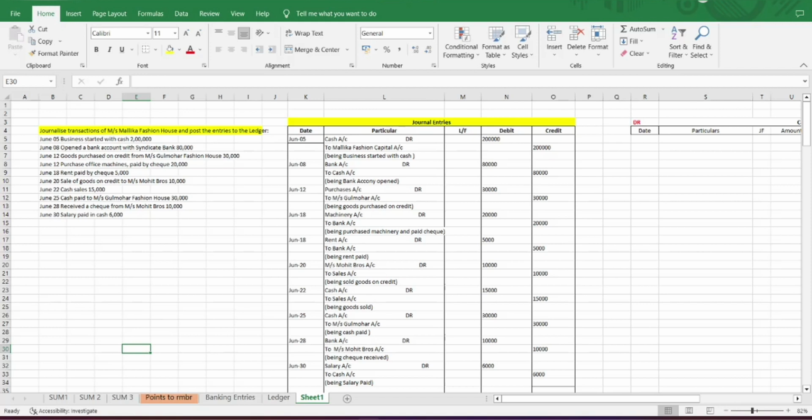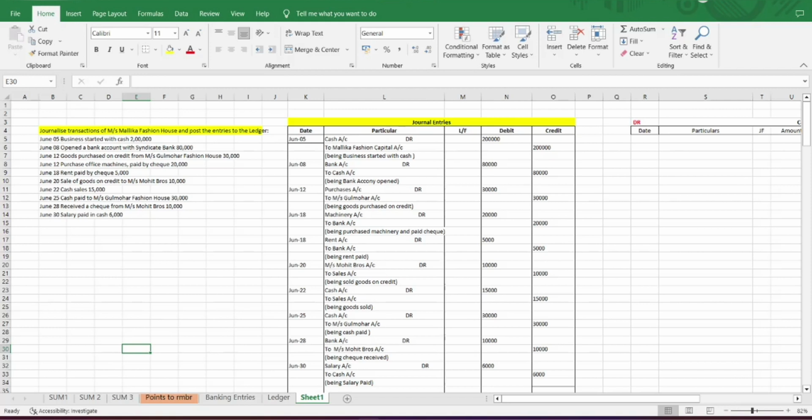June 5th, business started with cash 2 lakh. Here we have the entry for it: cash account debit to Malika Fashion capital account, debit and credit for rupees 2 lakh. On June 8, opened a bank account with Syndicate Bank, rupees 80,000. Here our entry would be bank account debit to cash account, debit and credit rupees 80,000, and narration being bank account opened. June 12, goods purchased on credit from Gulmohar Fashion House, rupees 30,000.